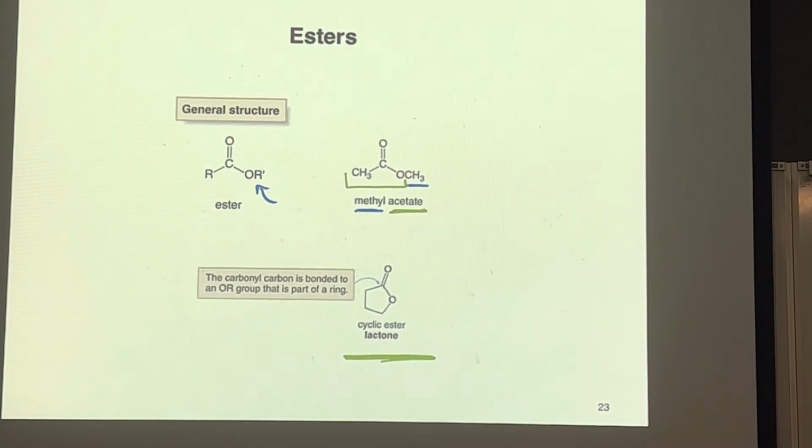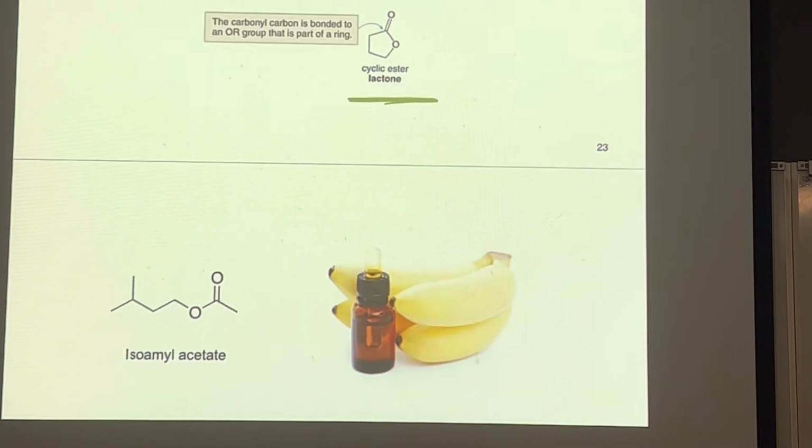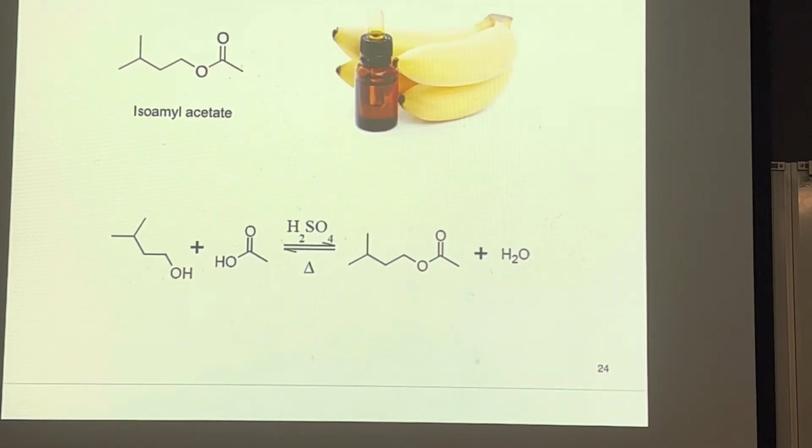Which is weird because we're like, no, that must be a carbon, not a ketone. And you can kind of see that carbonyl carbon makes it look like a ketone, but it's an ester. Anyways, moving on. What we did in lab, you guys did this. You made isoamyl acetate, otherwise known as what? Banana oil.